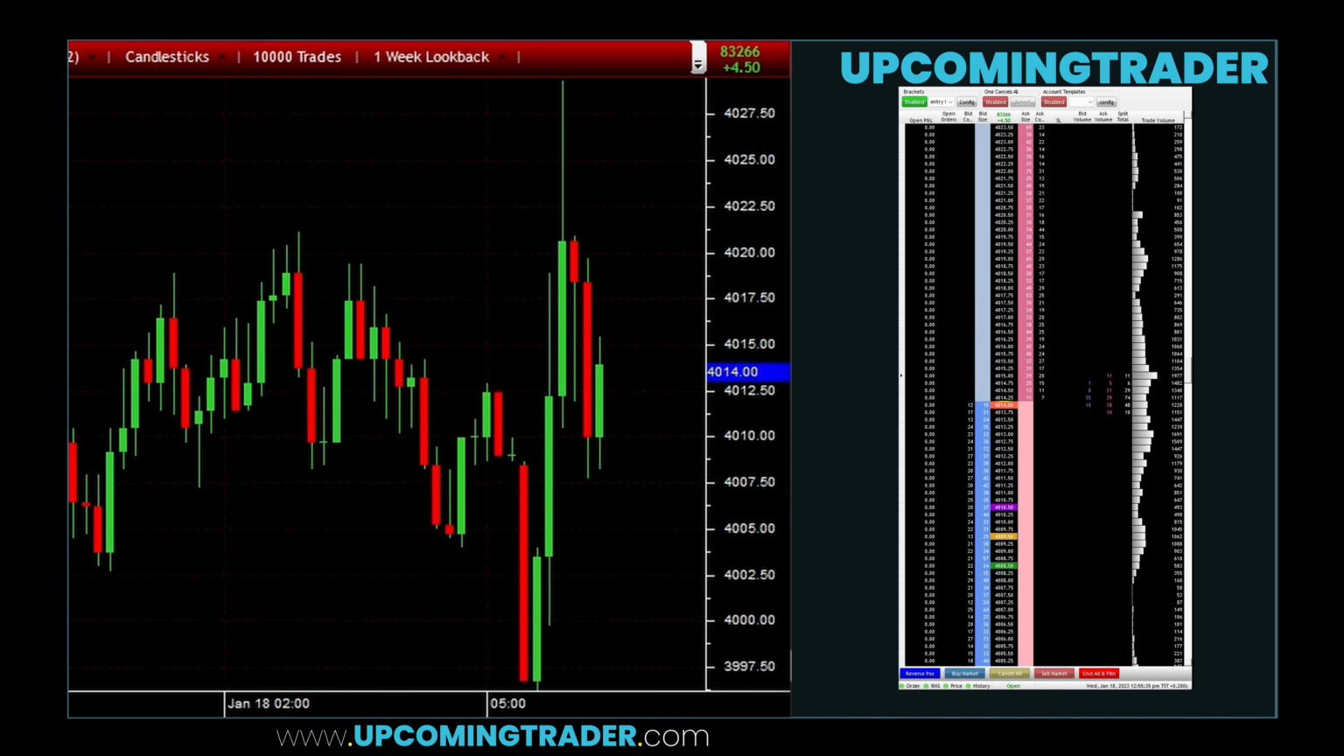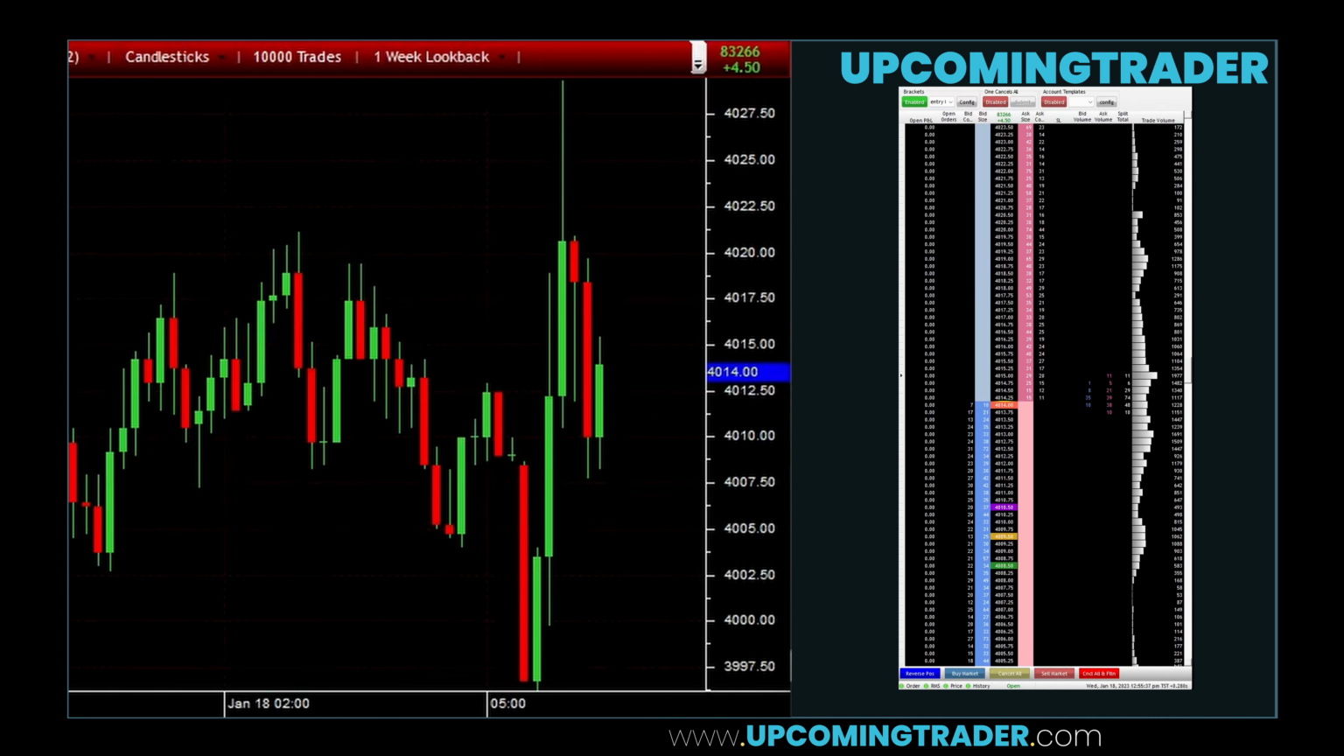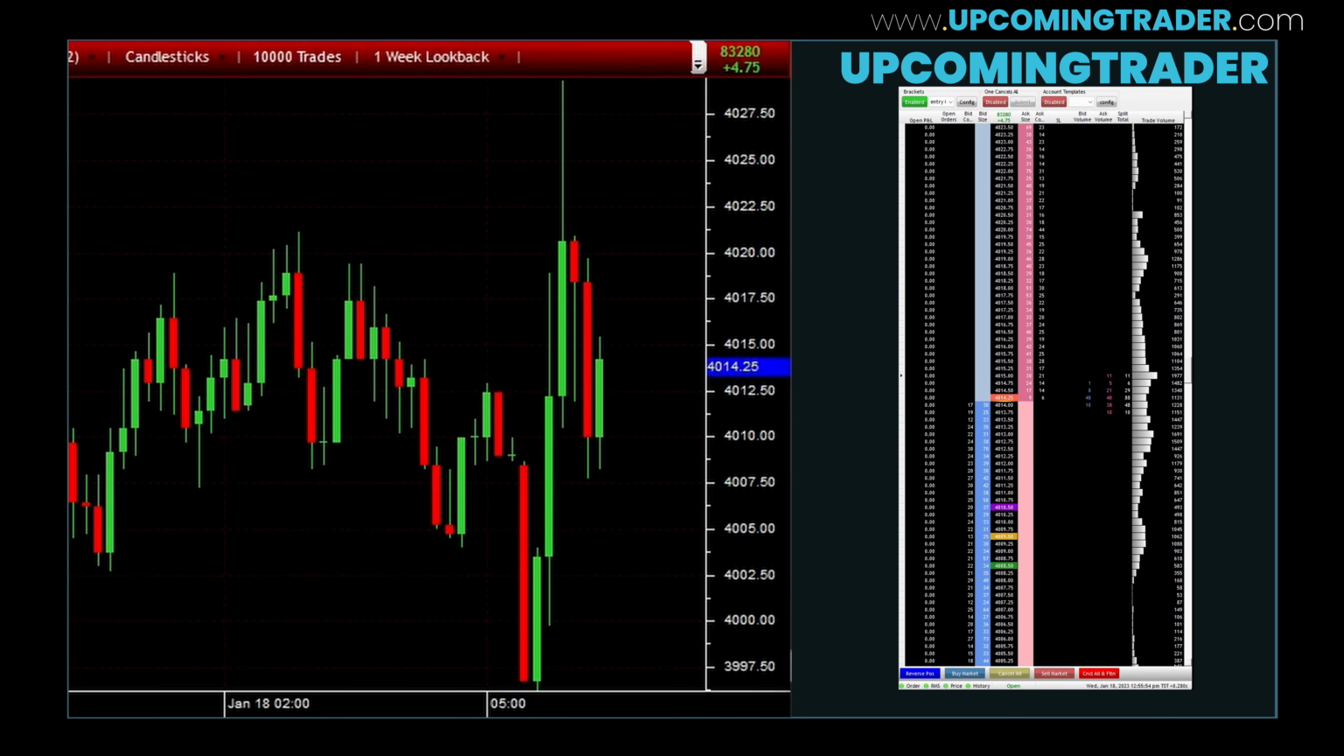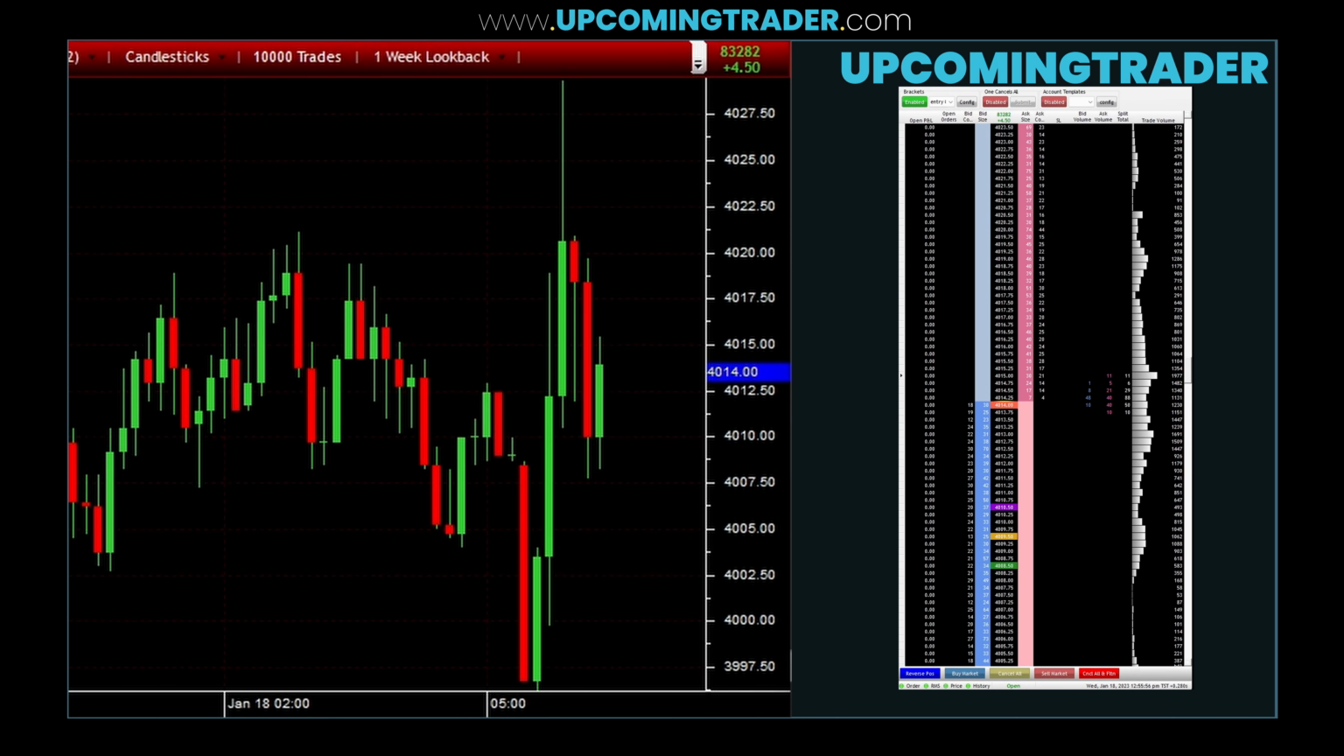The inverted hammer is another bullish reversal pattern that also occurs after a downtrend. It has a small body, a long upper wick, and little to no lower wick. This pattern suggests that buyers are trying to gain control after a downtrend, and if followed by a strong green candlestick, it can signal a potential upward reversal.